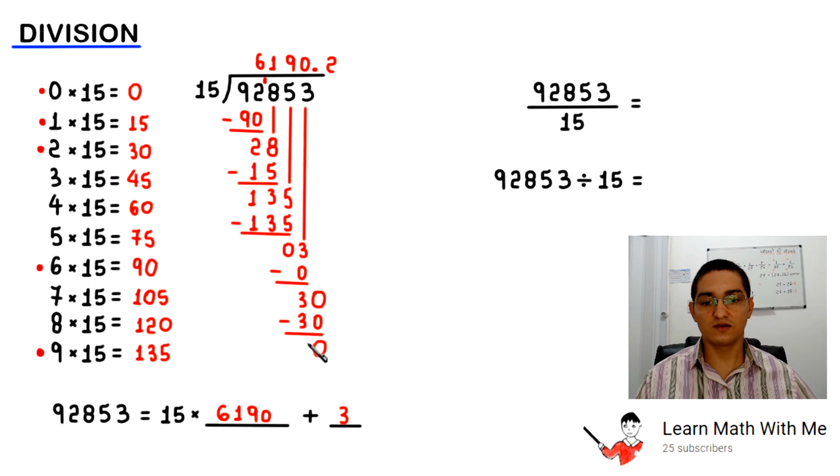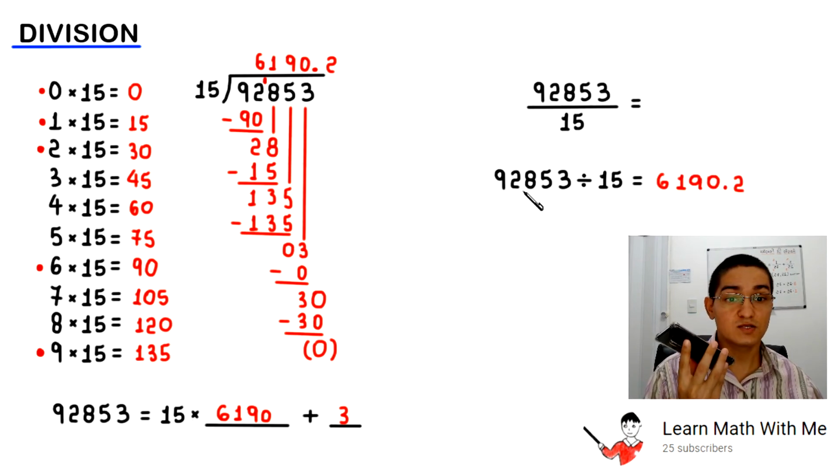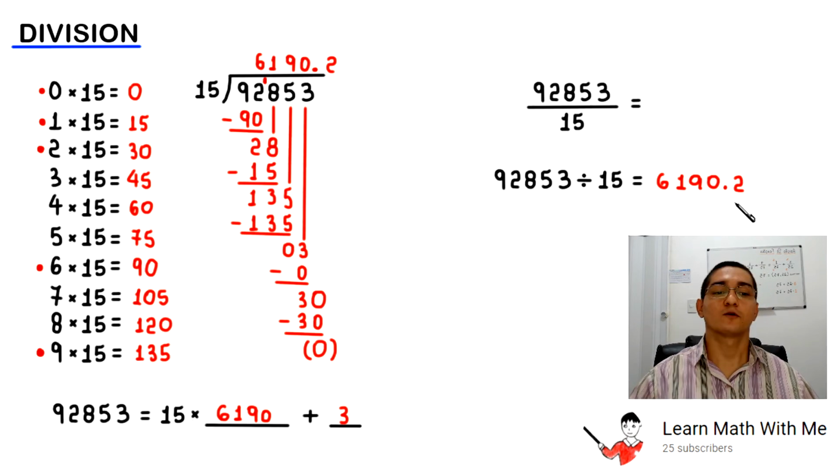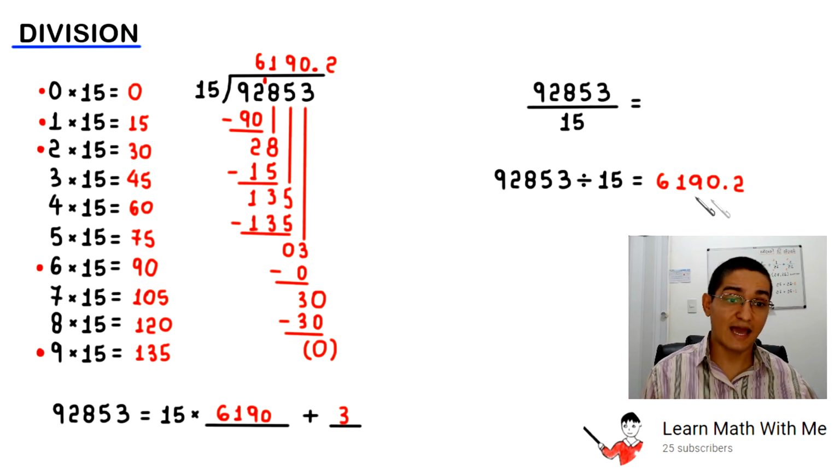And it's done, it's over. There is nothing left. We can say that the exact result of 92,853 divided by 15 is 6,190.2. What is 92,853 divided by 15? The answer is 6,190.2. We got it! We can represent the exact quotient of a division by writing the corresponding fraction.